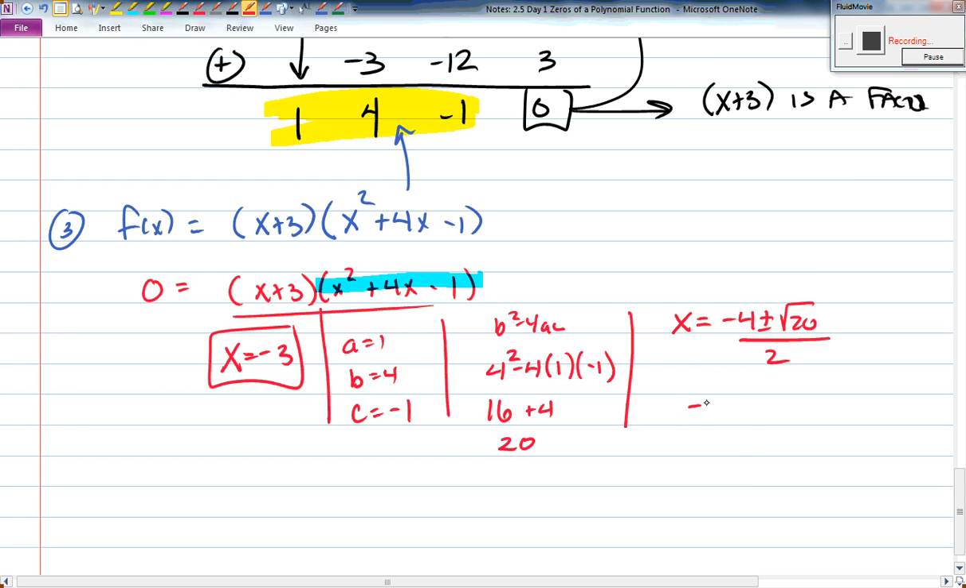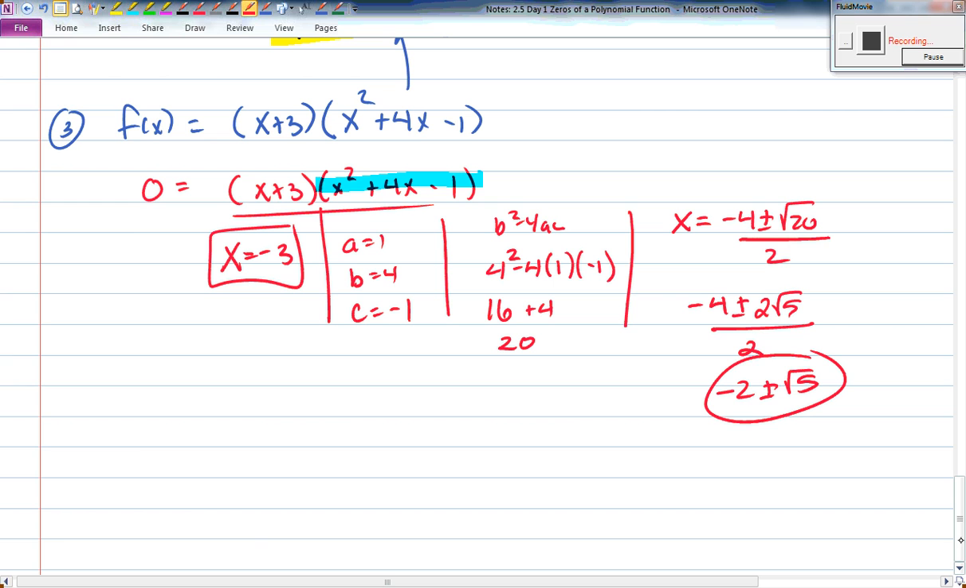So breaking this down a little bit, I get -4 plus or minus, how do I break down the square root of 20? 2 rad 5. Very good. All over 2. So simplifying, I get -2 plus or minus the square root of 5. Okay, now we're getting somewhere. So here are my zeros, or my x-intercepts, same thing. They are -3, which we found early on in the process, -2 plus the square root of 5, and -2 minus the square root of 5. Notice that those last 2 zeros, those are real numbers. They're not rational numbers, which is why they weren't in the list at the very beginning.